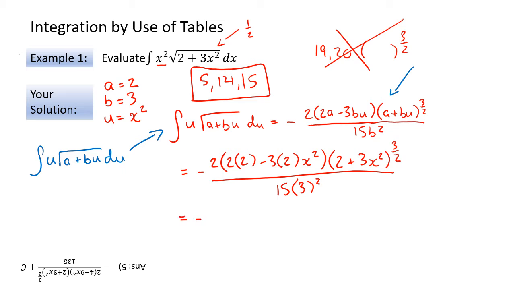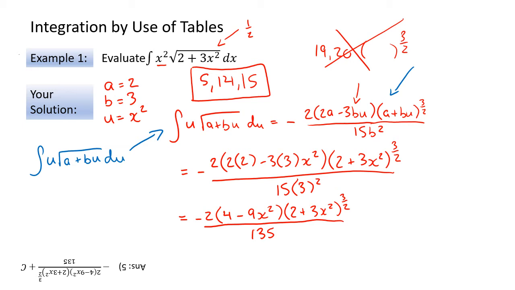Okay, so that's the same as negative 2 times 2 is 4. And in this case, minus 3 times, this what I wrote 2. This was actually b here, so this should have actually been 3. So 3 times 3 is 9, x squared, multiplied by, this one is the same, 2 plus 3x squared to the 3 over 2. And this is divided by 15 times 3 squared. Well, 3 squared is 9. So we have 15 times 9, which gives us 135.